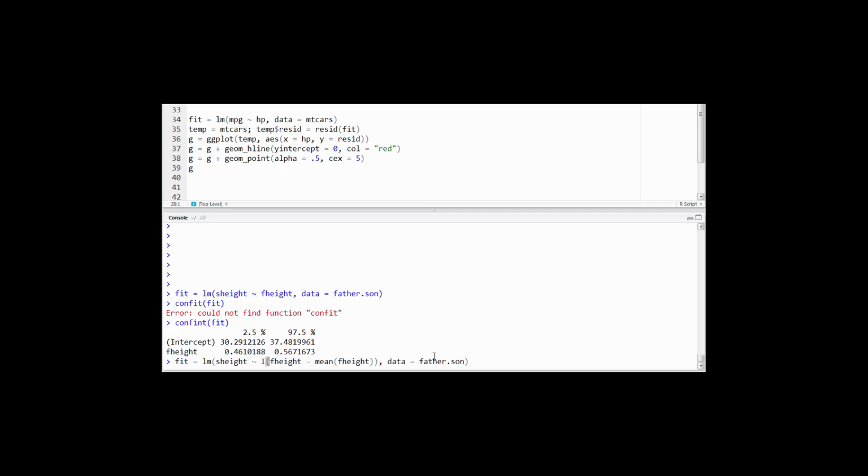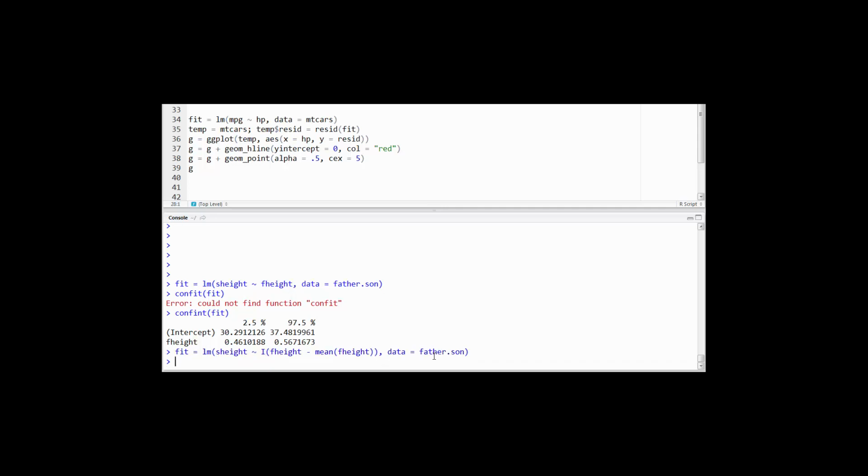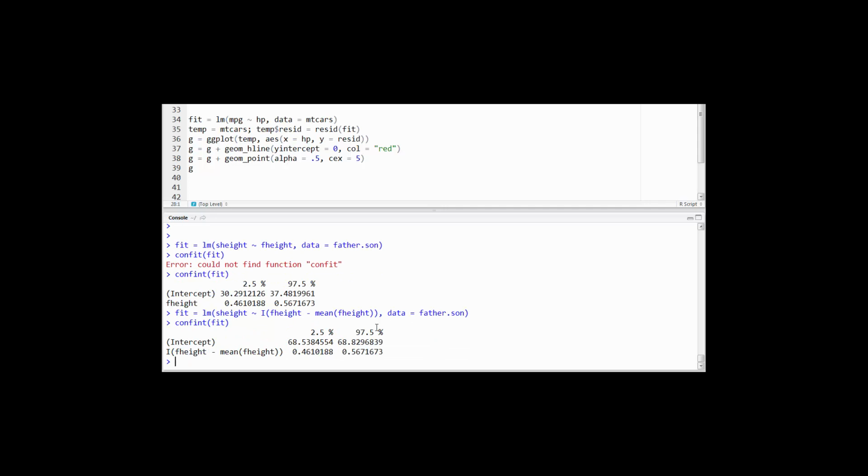If you do this now, the intercept is interpreted no longer as the predicted son's height for a father of 0 inches. This is the predicted son's height for the average father, the average being the average from our particular data set. So now if I do conf int of fit, we get 68 inches, 68.5 inches to 68.83 inches.